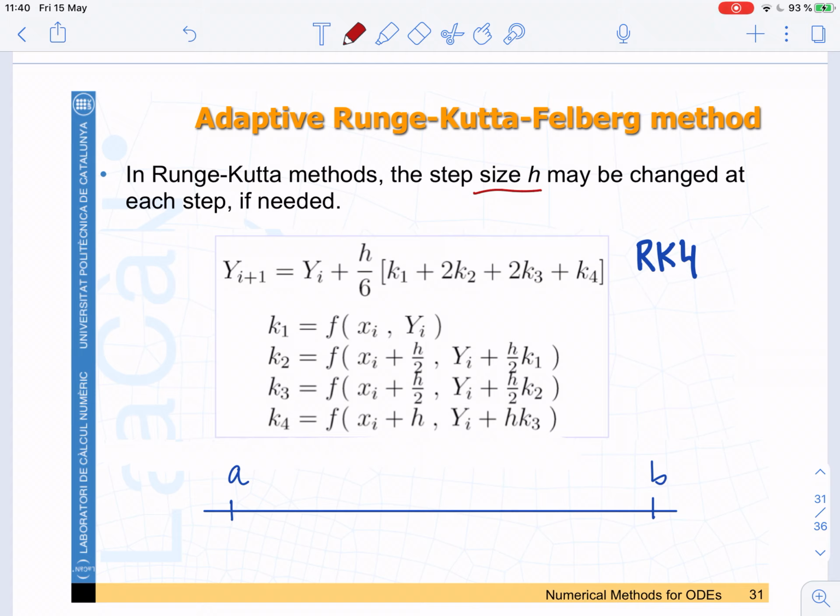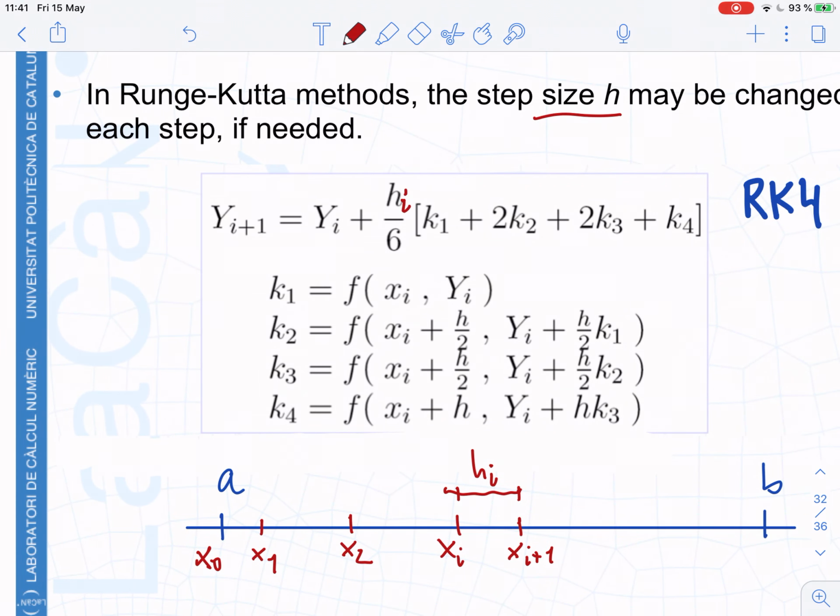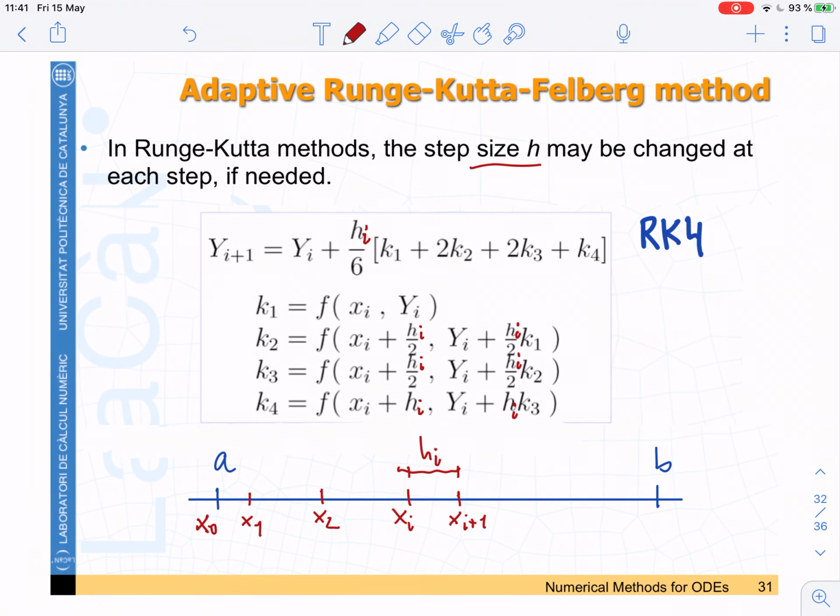In other words, instead of using a uniform step size h, we may use non-equispaced basis points x0, x1, x2, dots, xi, xi plus 1, dots, where this step size hi may change from step to step. We simply need to take that into account in our algorithm, okay? As illustrated here, for instance, for the Runge-Kutta 4 method.